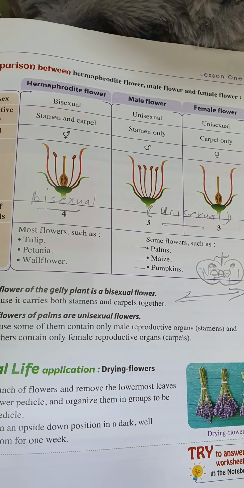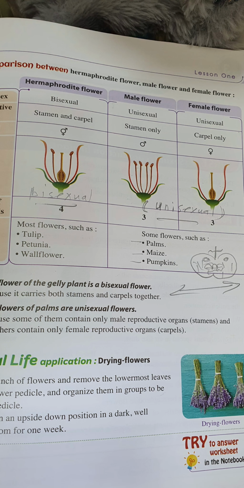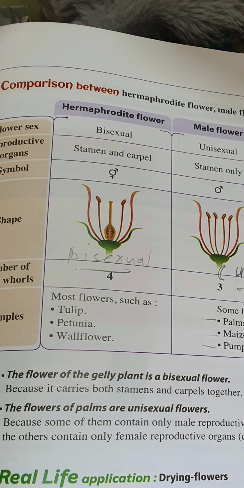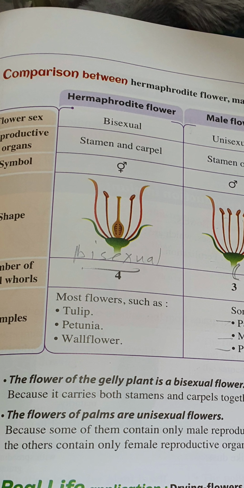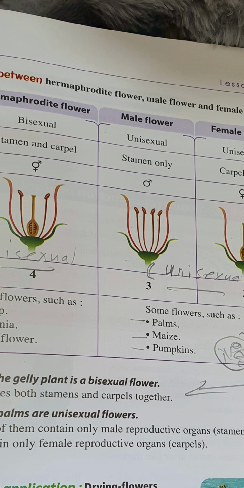Look at the picture here. We have hermaphrodite flower or bisexual flower, and we give it a symbol like this, a circle with an arrow and plus. It has stamens and carpels, androecium and gynoecium. Most flowers such as tulip, petunia, and wallflower are bisexual.